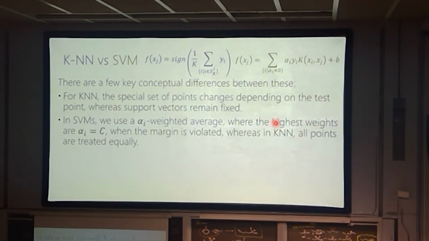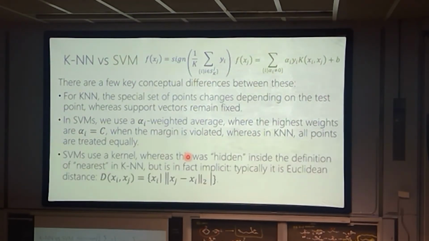Also in SVMs, you actually use a weighted average, because this alpha, when it's 0, falls out, but when it's not 0, it can be any value between 0 and C, and the higher it is, the more influence it has. That's another difference. But the really interesting thing is that the special set is changing each time with KNN. Also, the SVM uses a very explicit kernel, which I've hidden right now. I just said you compute the distance, but the distance implicitly can correspond to a kernel, or at least you have to choose a distance measure.